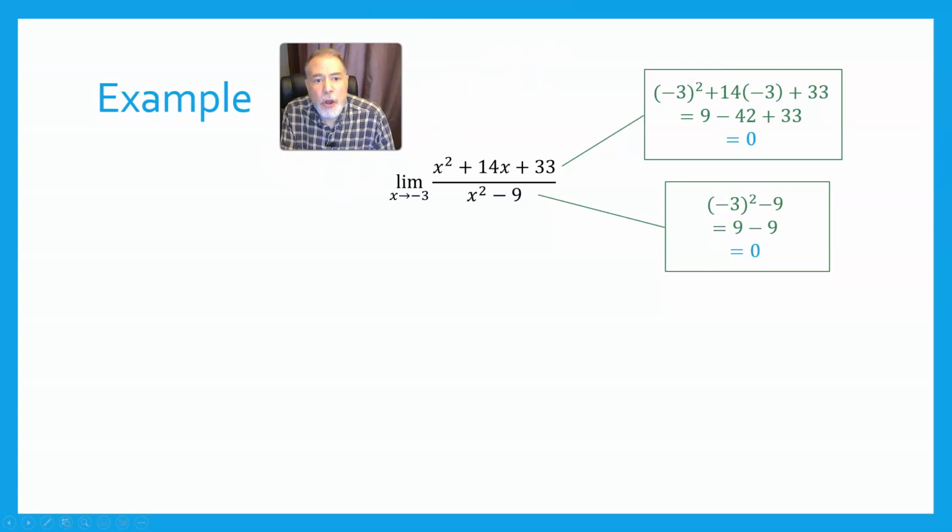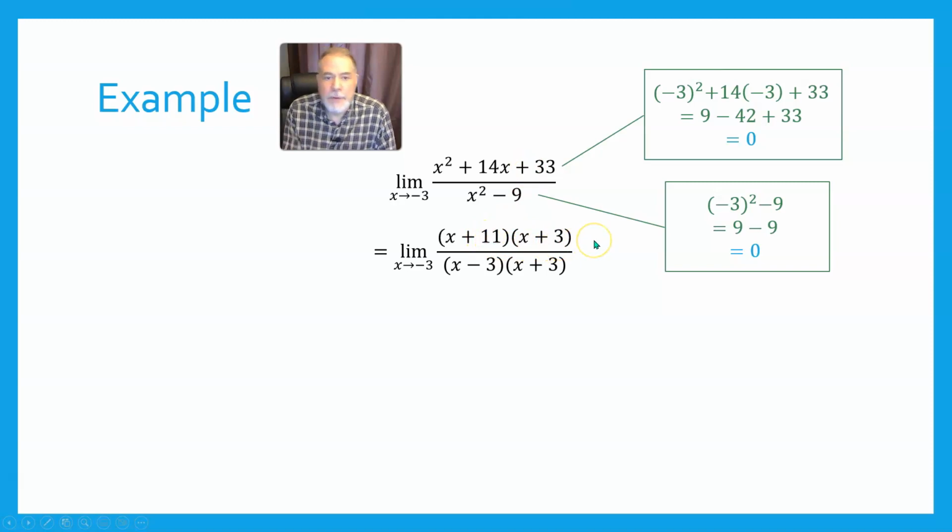And so to find out what's going on as x approaches negative 3, I'm going to factor. The numerator can be factored into x plus 11 times x plus 3. If you multiply that back together, you do get x squared plus 14x plus 33. And the denominator is a difference of two squares. It's x squared minus 3 squared, so it can be factored into x minus 3 times x plus 3. And since the numerator and the denominator have a common factor of x plus 3, we can divide that out and reduce this to just x plus 11 over x minus 3.